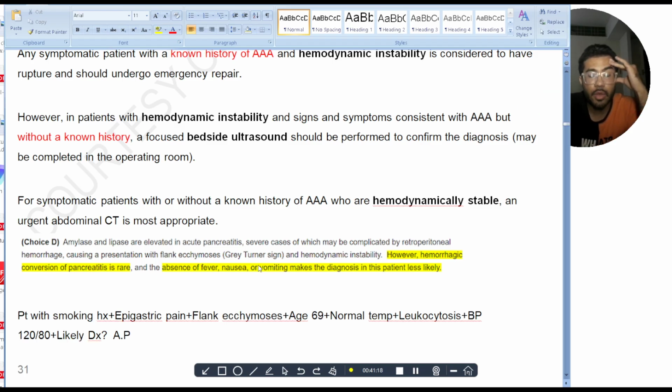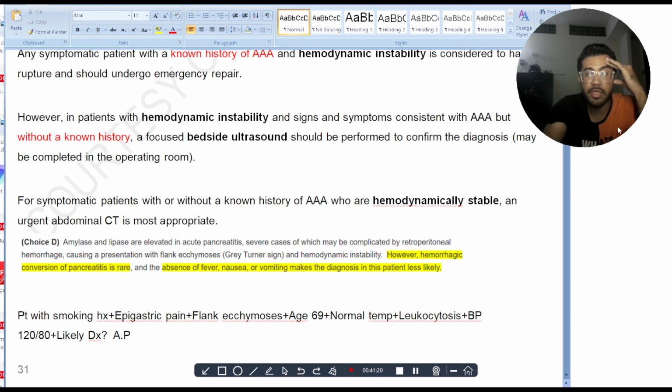So I've written down an important question here that's going to help you. Patient with smoking history, epigastric pain, flank ecchymosis, age 69. So the patient is age 69, has a smoking history. So the patient might have abdominal aortic aneurysm, normal temperature, leukocytosis.